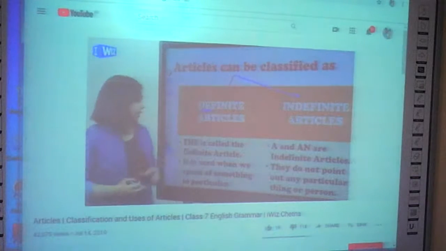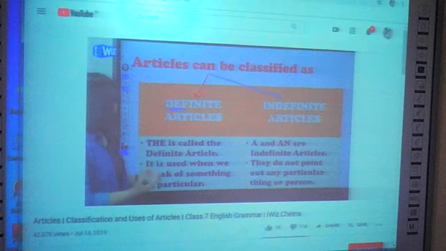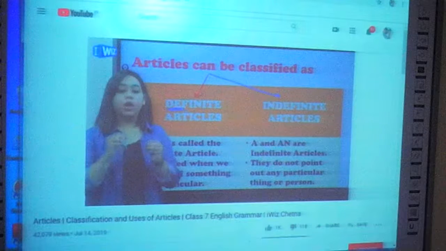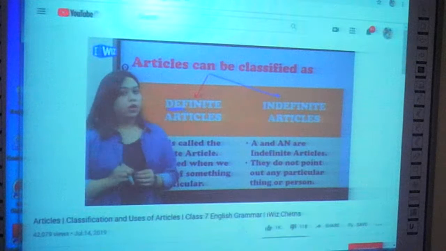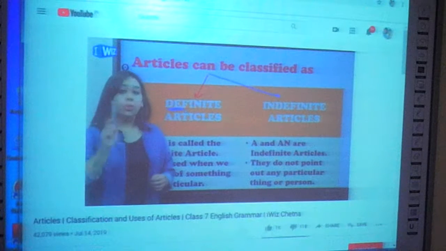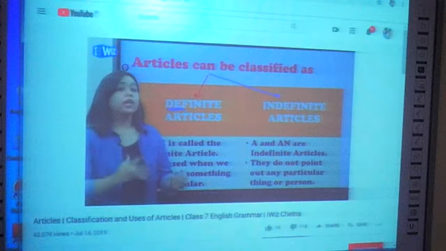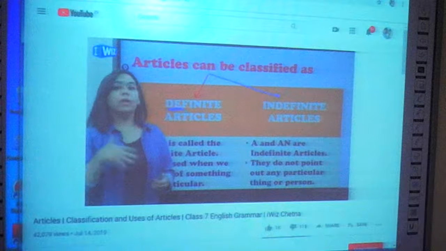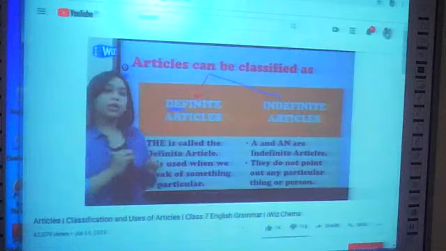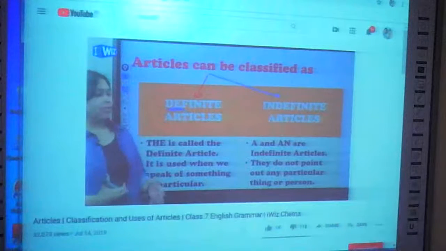So the is called the definite article. It is used when we speak of something in particular. When you are very sure about something and you are talking about something in particular, for example, please return me the pen that I gave you. I'm talking in particular about one pen that I gave you. Return me that pen. You cannot return me any pen. So whenever I'm pointing out something particular, we use the article the.